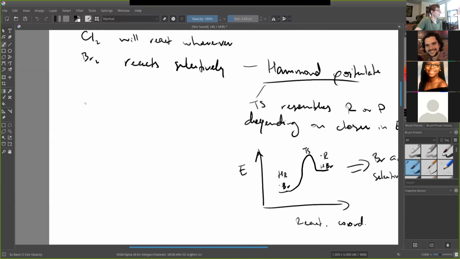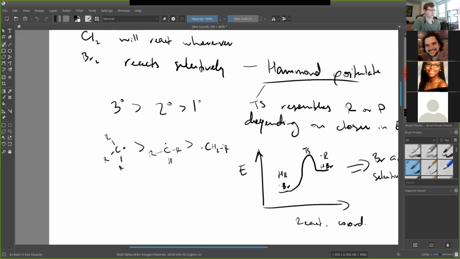So then we wind up getting that tertiary carbons are better than secondary, or better than primary. Something like this is better than something that looks like this, which is yet better than something that looks like this. That's because these carbon R groups are bigger than the hydrogens, right?